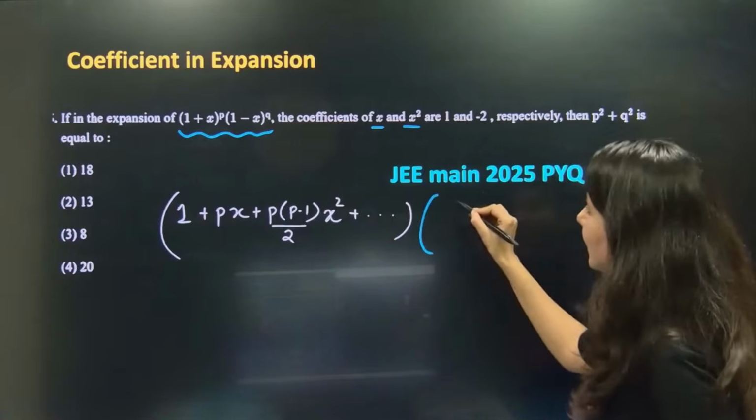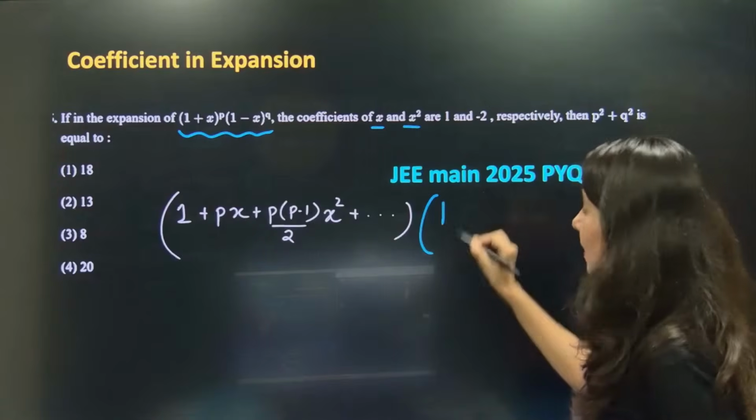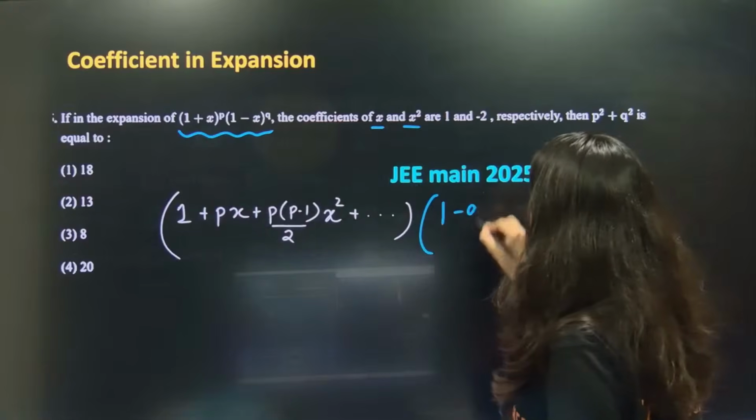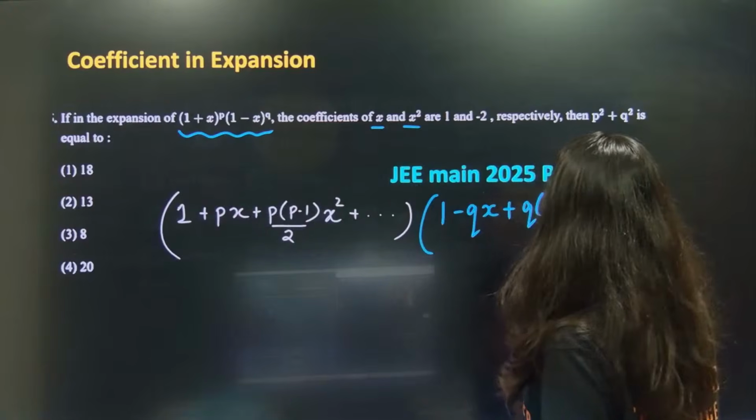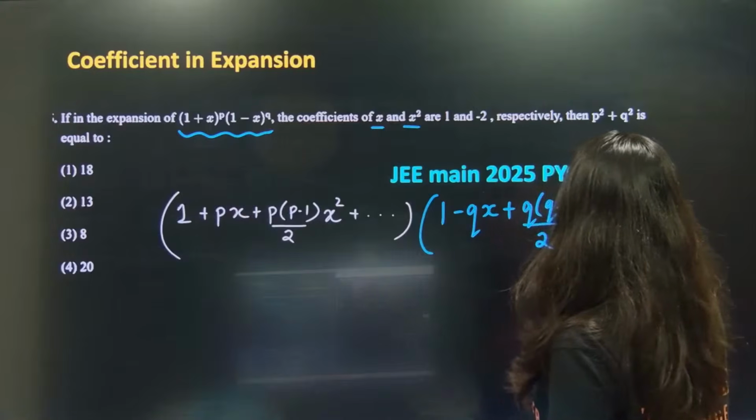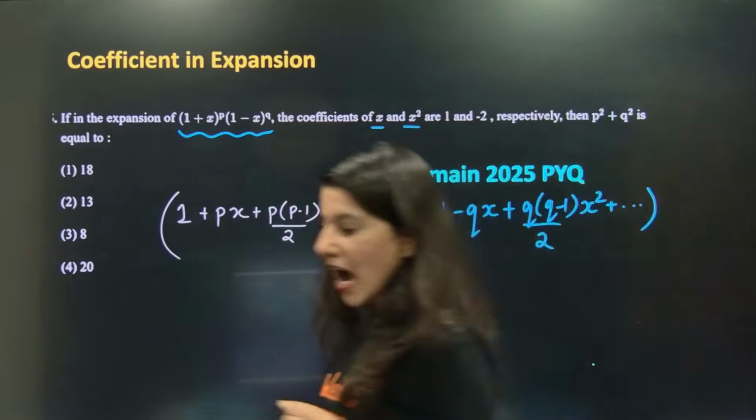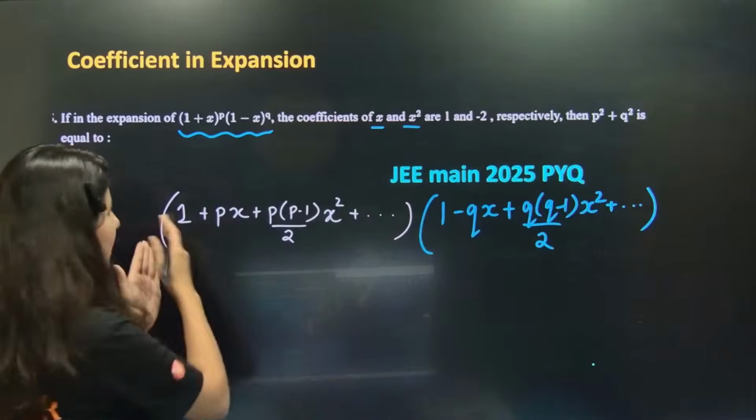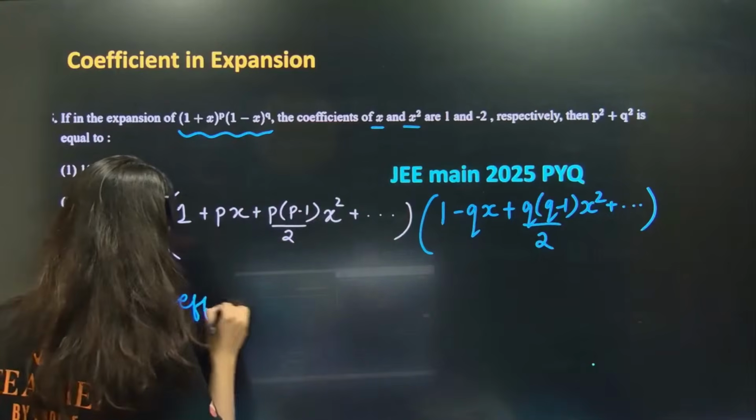Now, this is QC1. So QC0 is again 1. But you know what? Because of the minus sign, it will have alternate negative signs: minus Qx plus Q minus 1 upon 2 x square. That's it. Now tell me, how will you get the coefficient of x? There will be one constant term which is 1. I am not interested in that. I am looking for the coefficient of x.